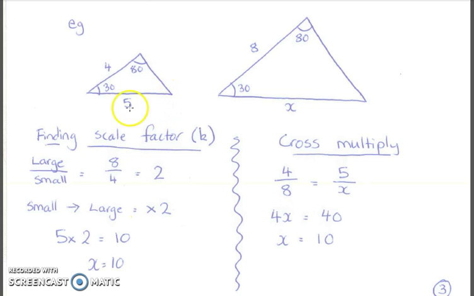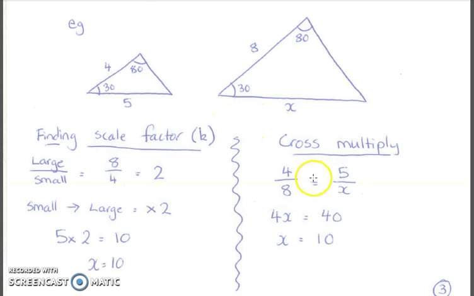Then to find out what the unknown side is, check whether you're going from big to small or small to big. In this case, we're going from small to big. Just multiply it by the K factor. So 5 times 2 equals 10. If we were going from big to small, you'd then have to manipulate it, whether it's divide by the K factor or times by 1 over K.